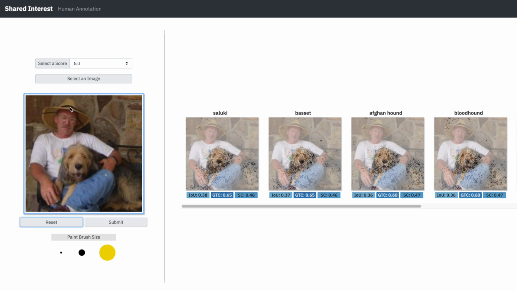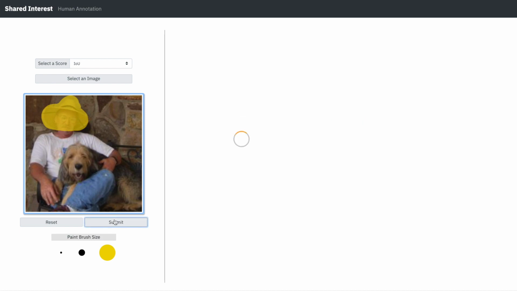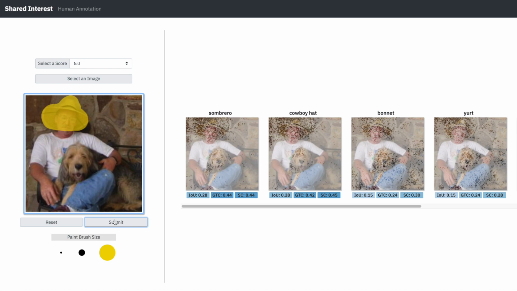Next, the user selects the man's hat. We find that even though this image is labeled as otterhound, the classes with the highest shared interest to the hat region are other types of hats, indicating the model has also learned something about secondary objects.